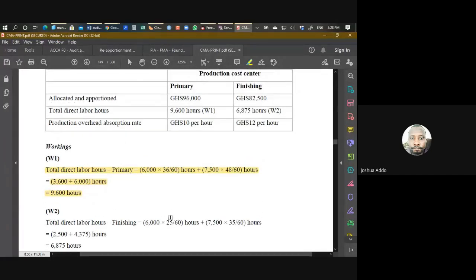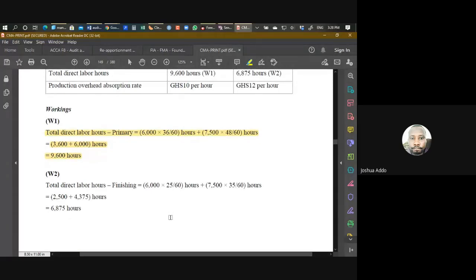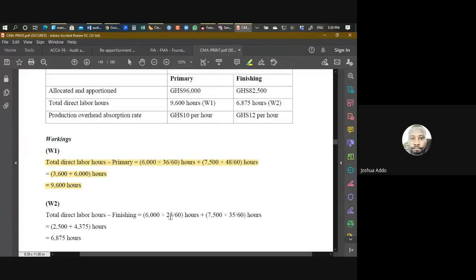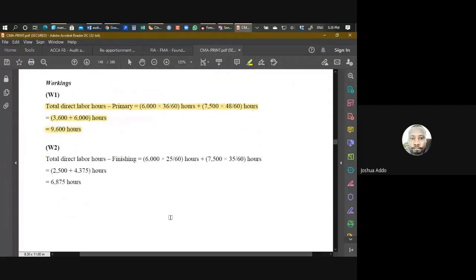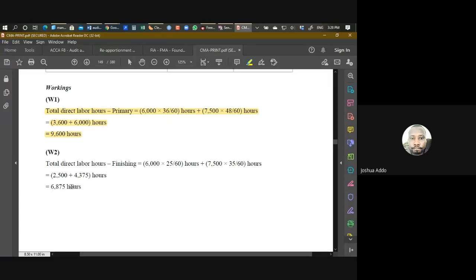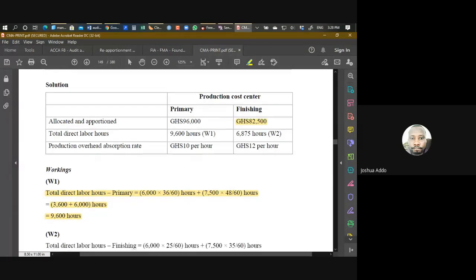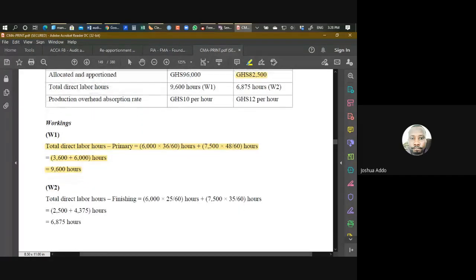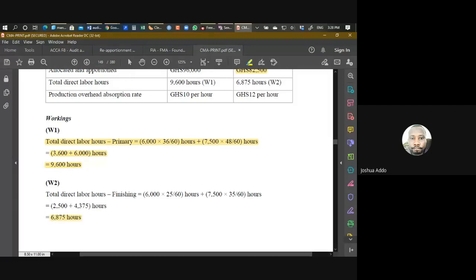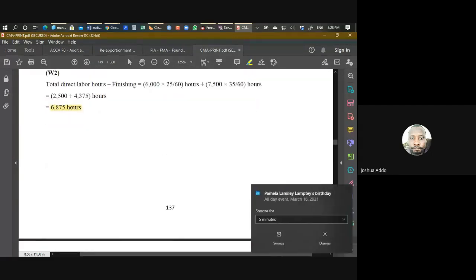We do the same thing for the other department, finishing. So total direct labor hours in finishing, we convert the 25 minutes to hours, multiply by the level of production, and that will be for X. We do the same for Y and add the two. So that will generate 6,875 hours. When we divide the total production overhead cost by the total labor hours, we'll get the overhead recovery rate.